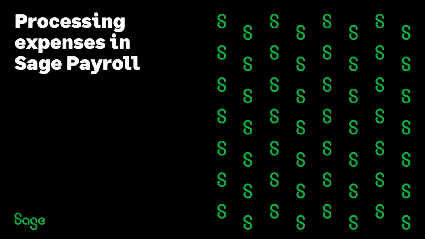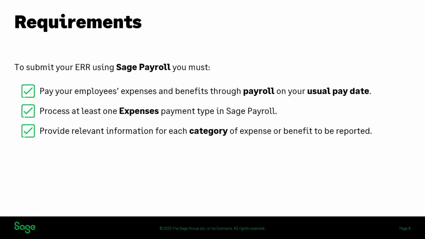Now, first thing I want to make clear is there's a few requirements to be able to submit your ERR using Sage Payroll. So in order to do this, number 1, you must pay your employees' expenses and benefits through payroll on your usual pay date. So we're going to show you how to create expenses payment types, and then that will be included in your employees' net pay, but it wouldn't be subject to tax, USC, or PRSI. You need to have processed at least 1 expenses payment type in Sage Payroll, as that will flag the employee to be included in the submission.